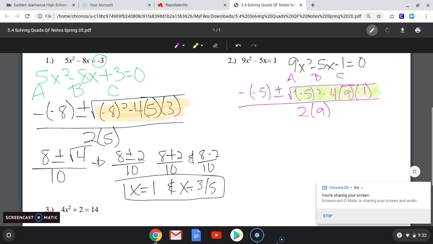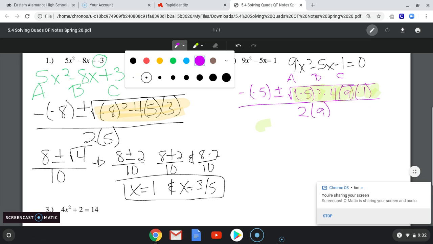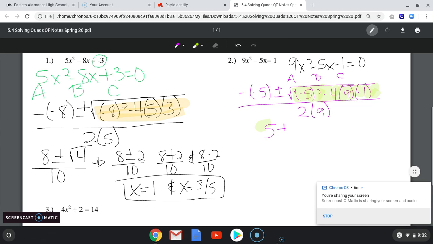So I'm doing -5 squared. Remember, that's in parentheses. A -5 times -5 is 25. Then it's going to be -4 times 9 times -1. When I put all that in my calculator, it gives me 61. So a -5 turns into a 5. I'm going to go back to my pen. It turns into a +5 plus or minus. So when I did -5 squared minus 4 times 9 times -1, I actually get 61. Unfortunately, we cannot take the square root of 61. I'm going to put 2 times 9 on the bottom, which is 18.